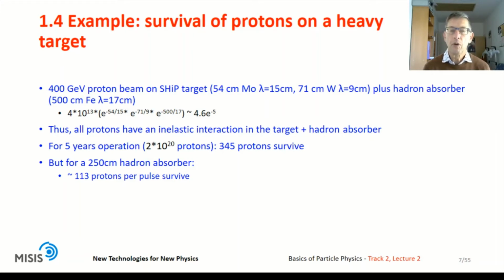However, if you don't take a 5 meter absorber but a 2.5 meter, then you can see that about 113 protons survive. And the whole point of this thick target is to make all the protons interact. Over 5 years, you can look at the total amount of protons that survive, and this is around 345. So you can see that this very simple concept of the mean free path helps you to design the target of this particular experiment, SHiP.